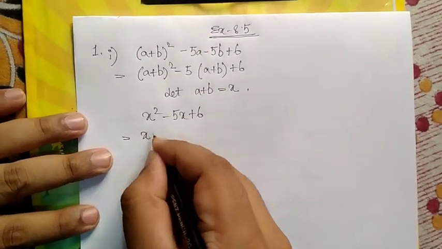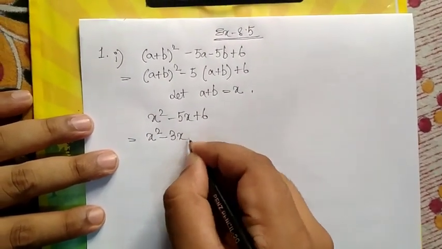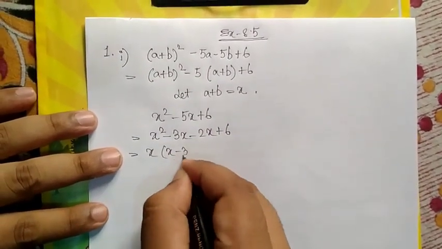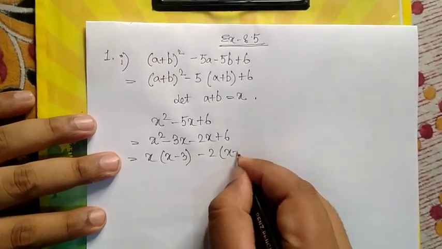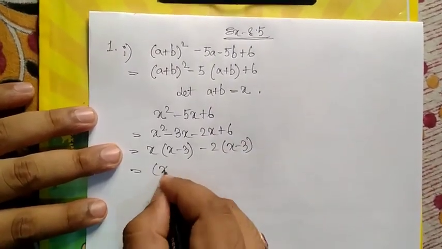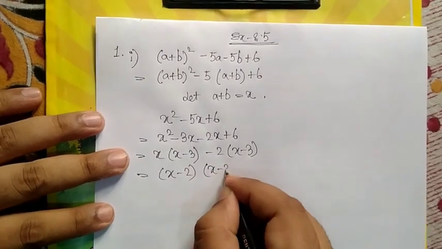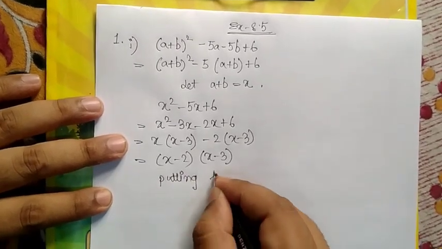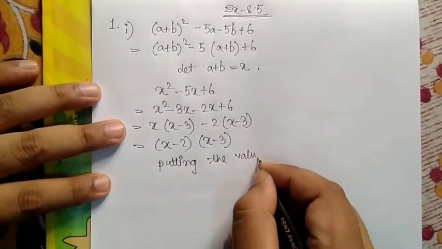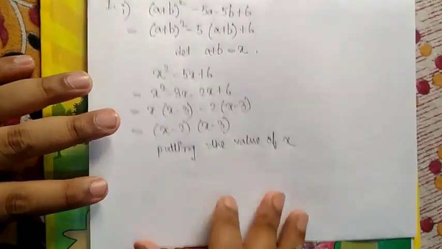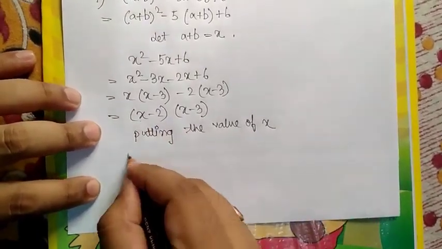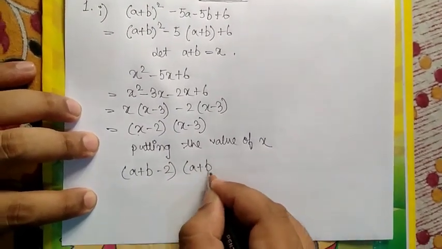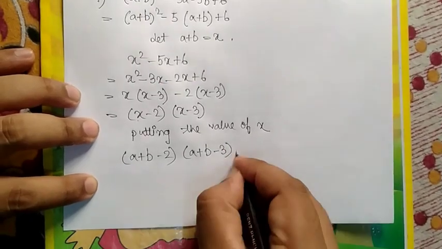middle term factor: x square minus 3x minus 2x plus 6, x into (x minus 3) minus 2 into (x minus 3), (x minus 2) and (x minus 3). Putting the value of x, (a plus b minus 2)(a plus b minus 3). This is the answer.